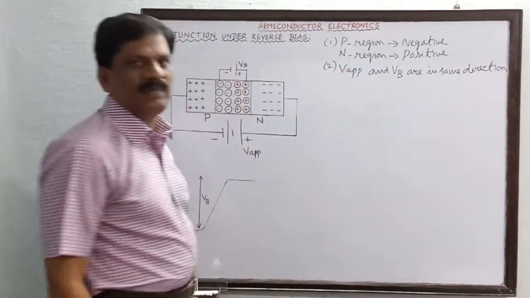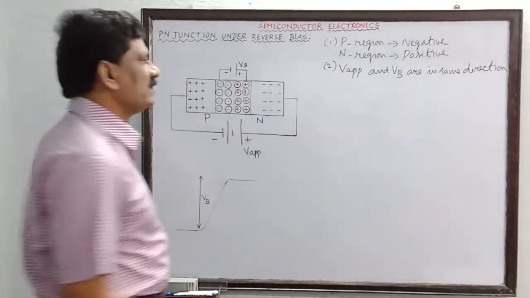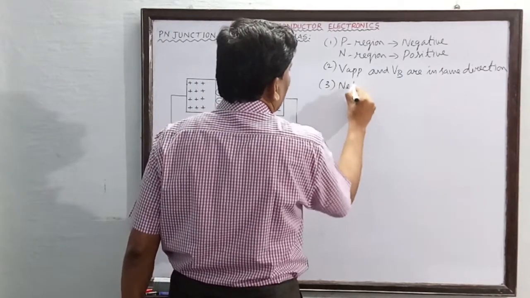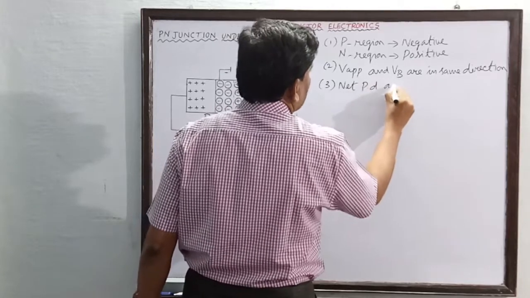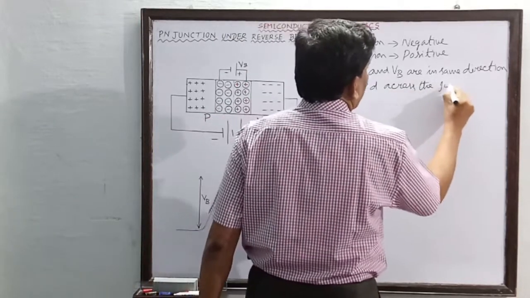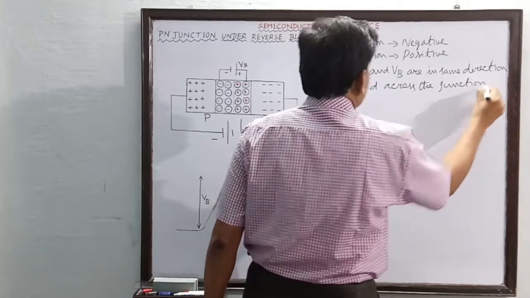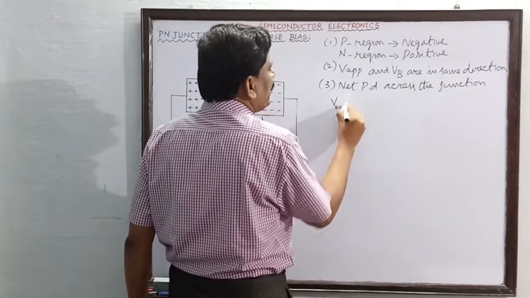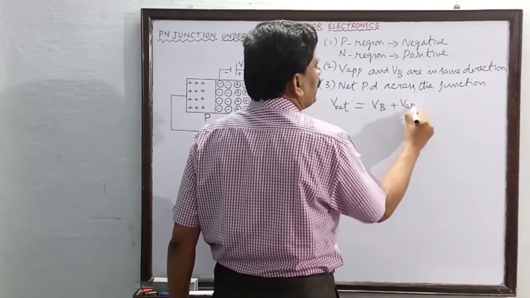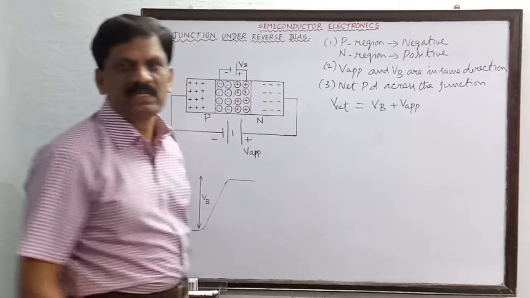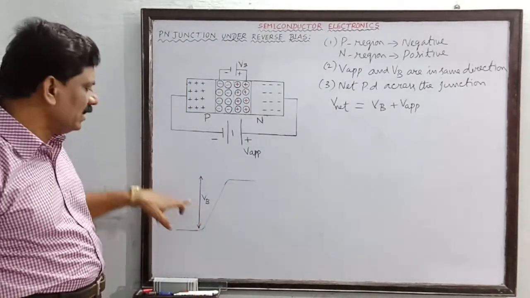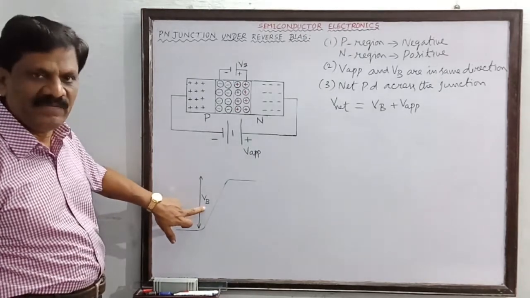As a result, what will be the net potential difference across the junction? Across the PN junction, the net potential V net is equal to what? VB plus V applied. Okay, students. As a result, you see that this is the unbiased PN junction. This is the barrier height VB.